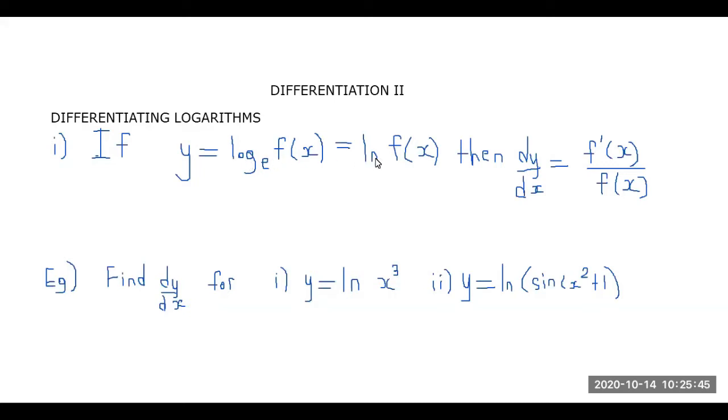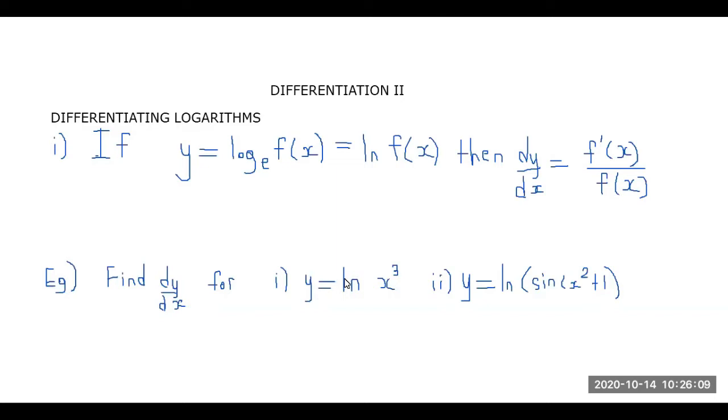If you look in the top right hand corner of your calculator, you notice that there's log, that's log of base 10, but there's ln too. This is log to base e, right? So whenever you have y equal to ln of a function of x, then dy by dx is f prime of x over f of x.